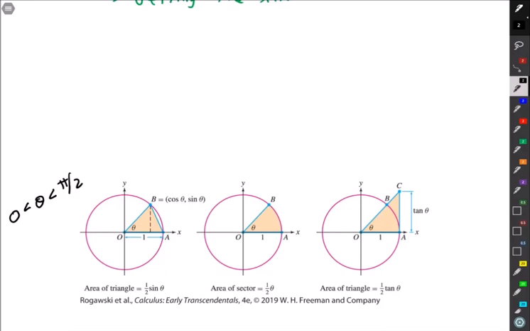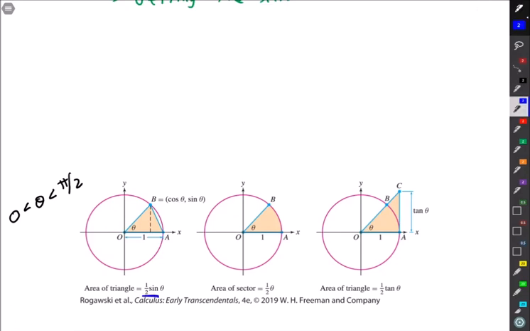The first thing we have is this triangle here, which is a triangle from the origin up to a point on the circle, and then down to the point where the circle intersects the x-axis. And because this top point has coordinates cos theta, sine theta, the area of that triangle is 1/2 sine of theta. The base is 1, and the height is sine theta.